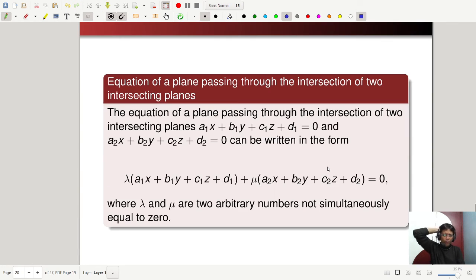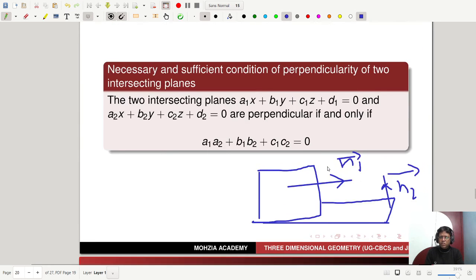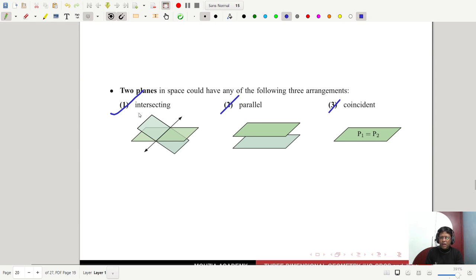Next, I will talk about the equation of a plane passing through the intersection of two intersecting planes. If there are intersecting planes, let me go to that diagram. Yeah, this is the diagram of intersecting planes. My question is, how many planes can pass through this line of intersection? Infinite number. There will be an infinite number of planes passing through the intersection of these two planes.